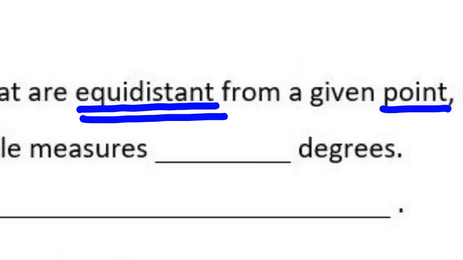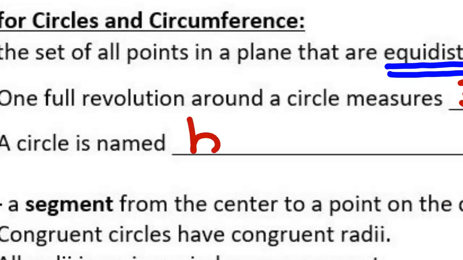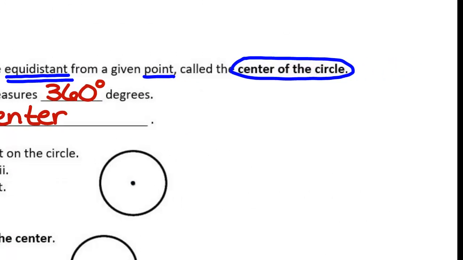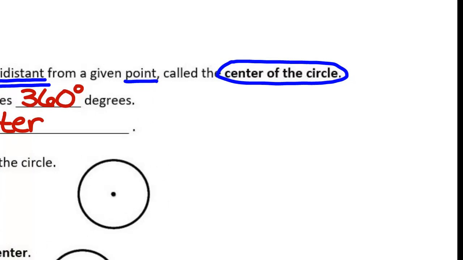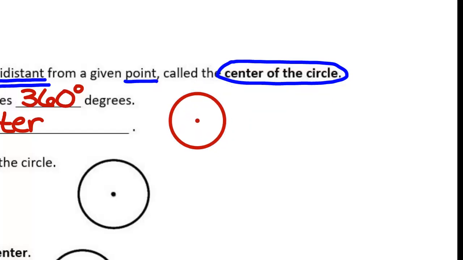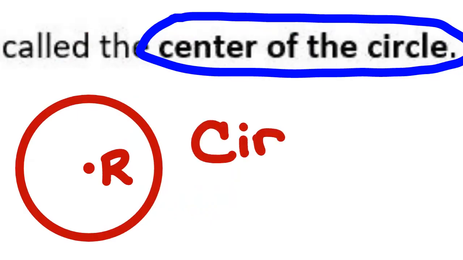One full revolution around a circle measures 360 degrees, and a circle is named by its center. So, for example, if I have a circle like this, this would be called circle R.